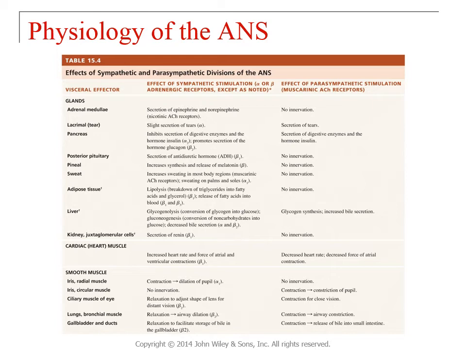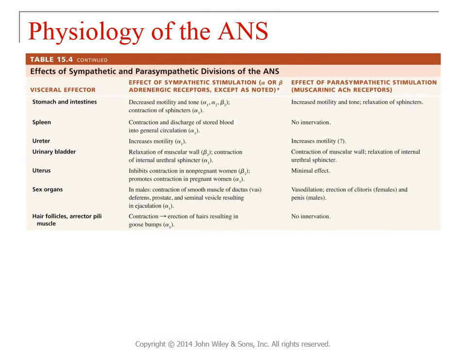As far as the gallbladder goes, again, it's going to be relaxation to basically facilitate storage of the bile. But it'll contract when you're trying to release bile into the actual small intestine. So it's a very particular set of parameters there for the gallbladder itself, for the sympathetic versus parasympathetic. So we see more of a polarizing effect on this particular table here. You look at the stomach, the intestines, you're going to have a decreased motility and tone or contraction of sphincters in the sympathetic area to kind of slow things down, but it's more increased motility rate or relaxation of sphincters in the parasympathetic areas.